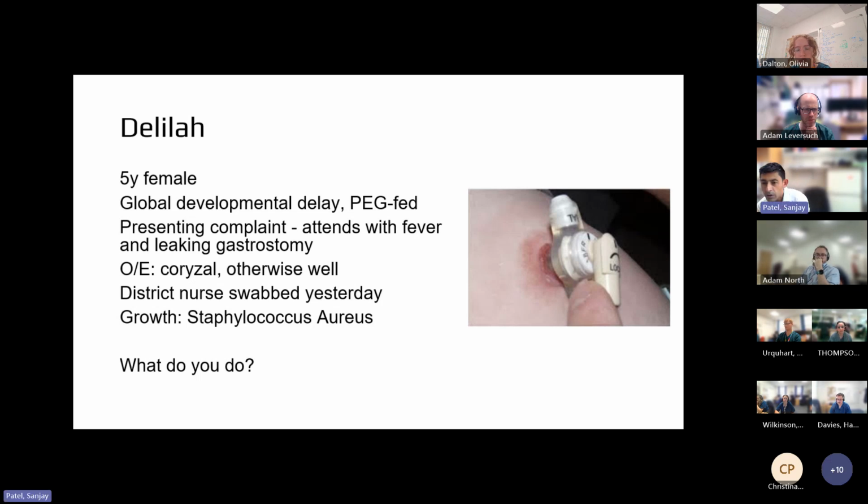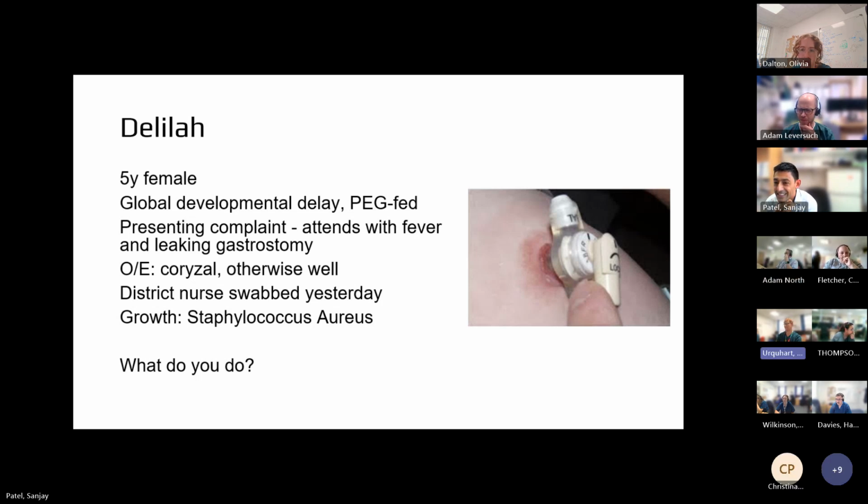Nick, what are people thinking? You're on mute. So about half of people have voted to start flucloxacillin, and then the other half is split between reassurance and supportive care and topical fusidin.